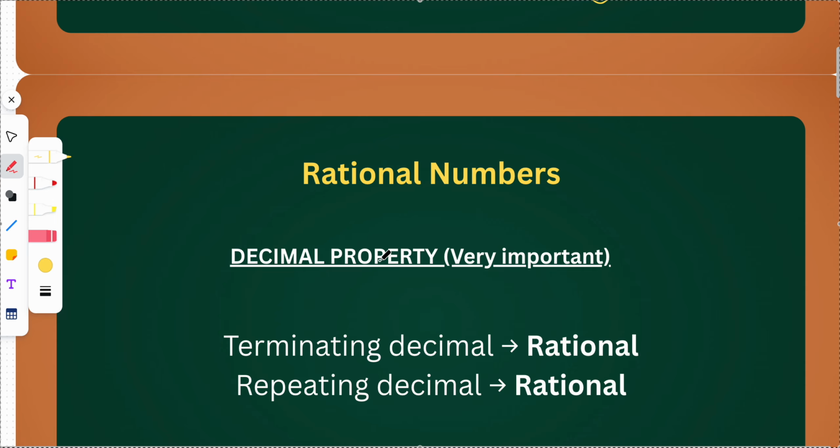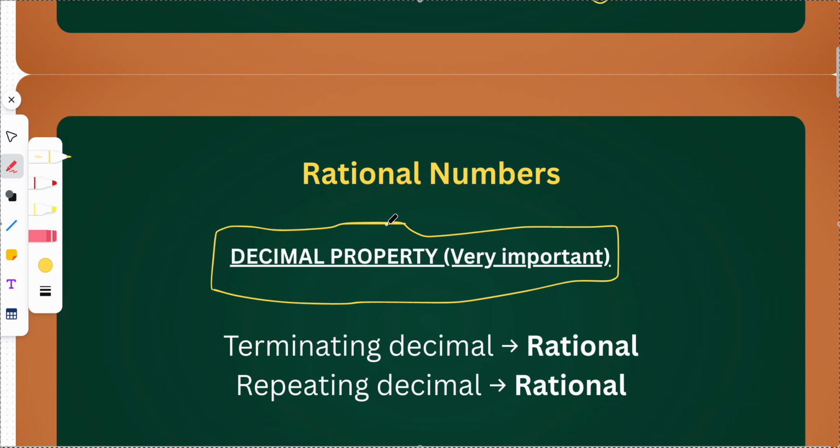A very important property of rational numbers is the decimal property, which tells us whether a decimal value is a rational number or an irrational number. It says that if the decimal expansion of a number is a terminating decimal, terminating meaning the decimal value ends somewhere, then that terminating decimal number is a rational number.